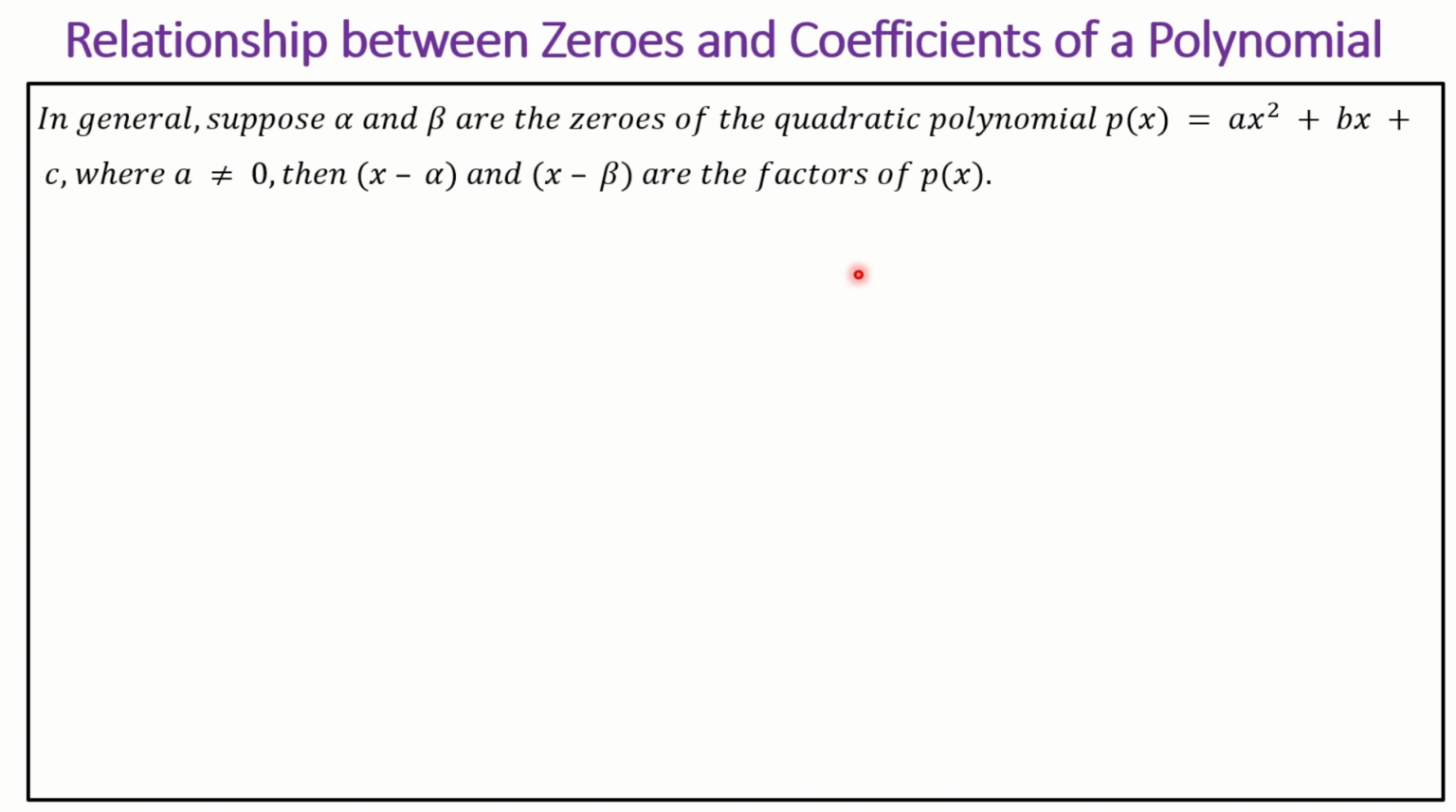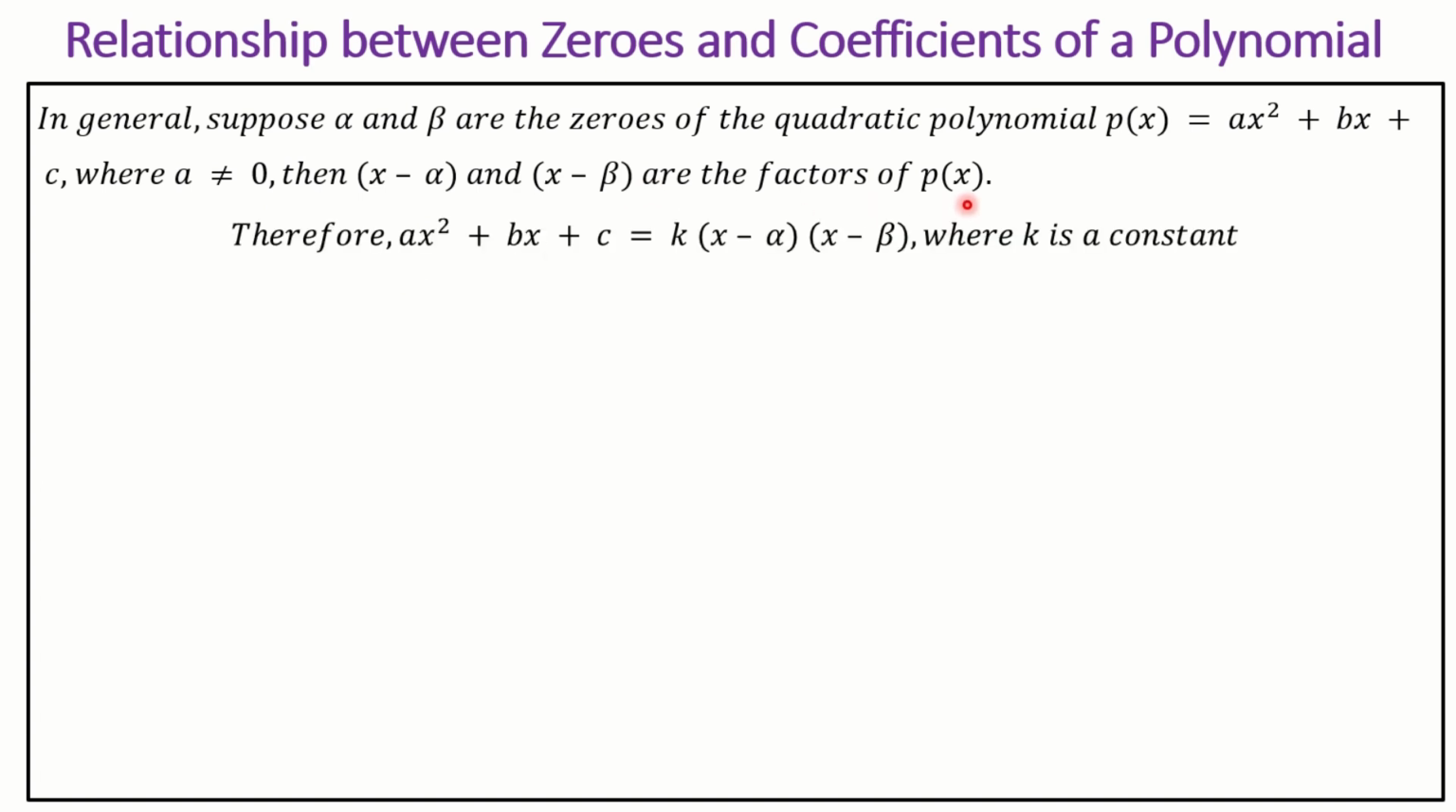So in general, suppose alpha and beta are the zeros of quadratic polynomial P of x equal to ax square plus bx plus c, where a is not equal to 0. Then x minus alpha and x minus beta are the factors of P of x. So that is how you actually build this relation. Very easily you can prove it.